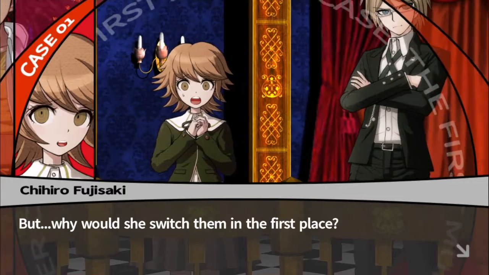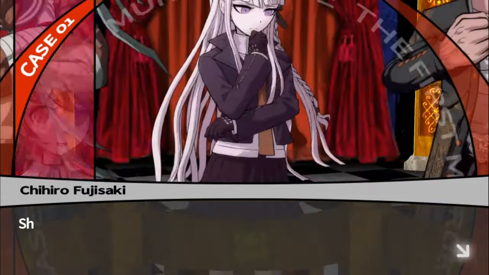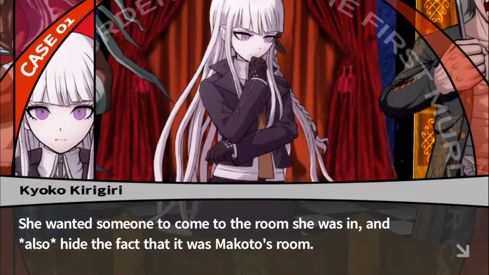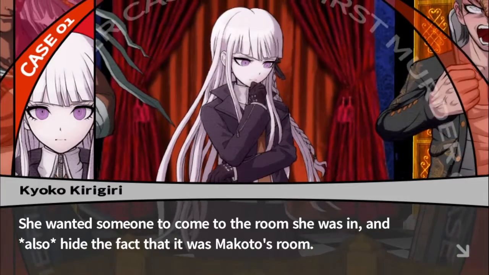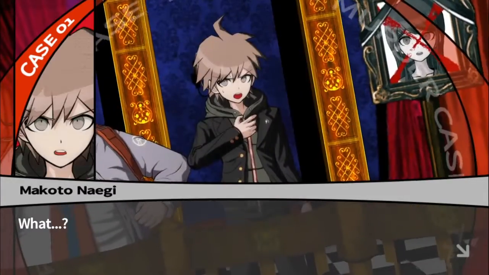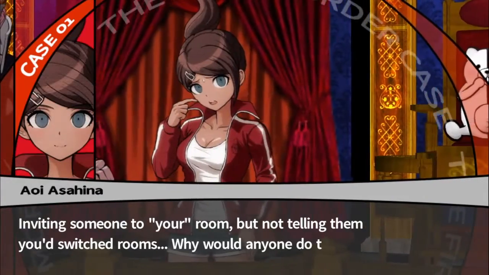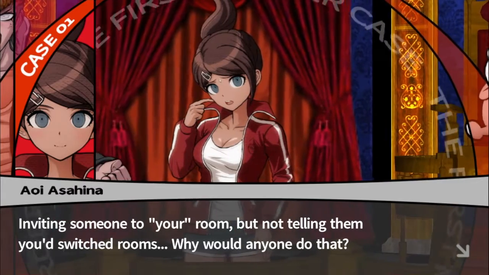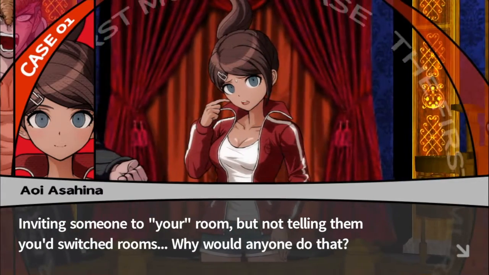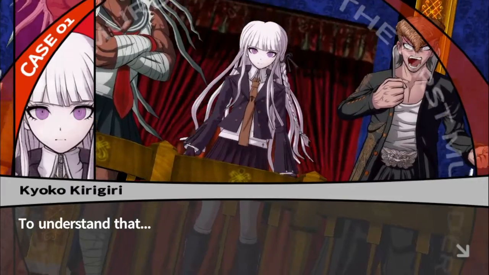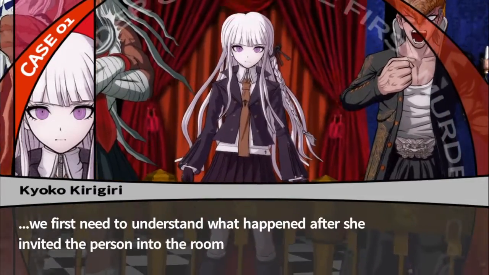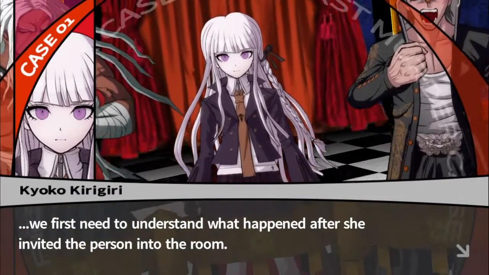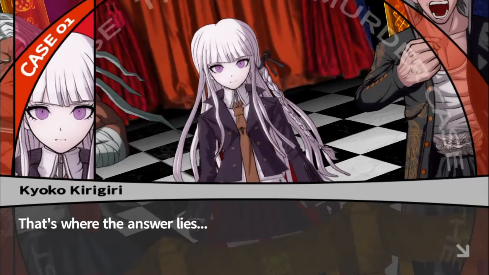But why would she switch them in the first place? She wanted someone to come to the room she was in, and also hide the fact that it was Makoto's room. What? Inviting someone to your room, but not telling them you'd switched rooms. Why would anyone do that? To understand that, we first need to understand what happened after she invited the person into the room. That's where the answer lies.